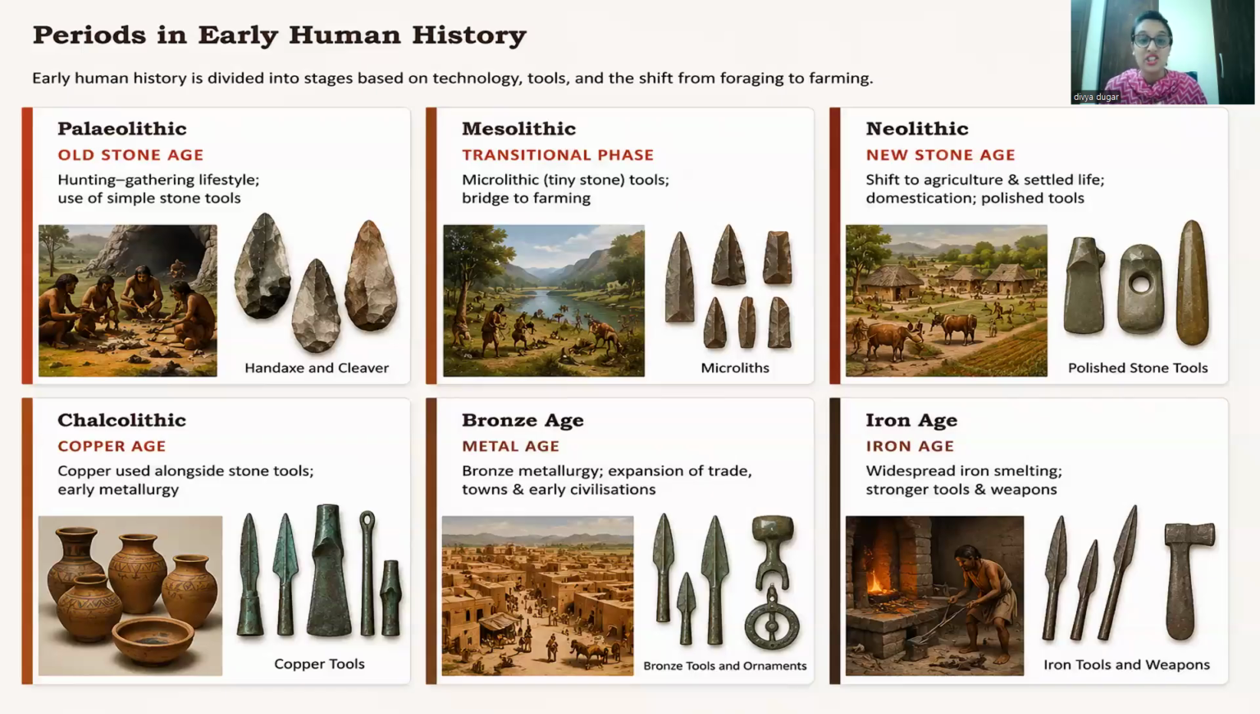Now came the Bronze Age. It was also called the Metal Age, where most of the bronze tools and ornaments were used. Then the last was the Iron Age. They used all the tools made of iron, and they made all the weapons using iron. So these are the different stone ages, the different periods in our early human history, which you should know.